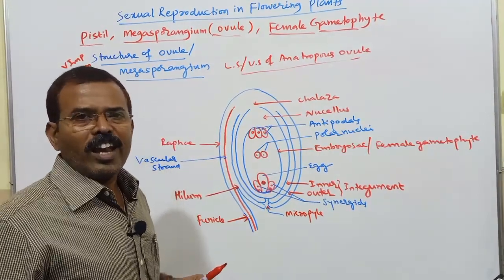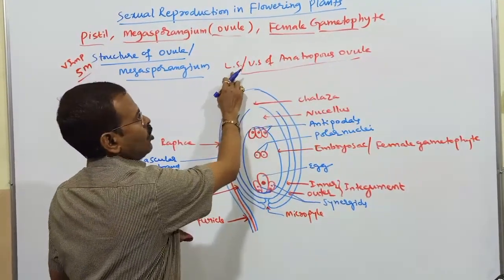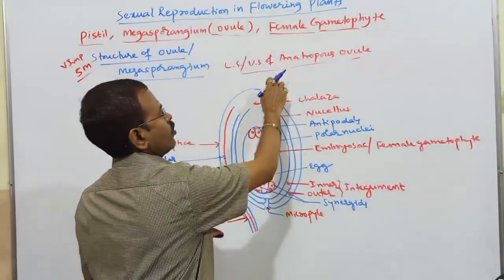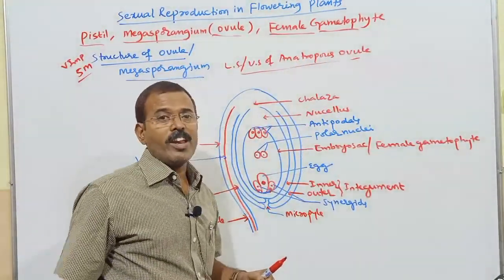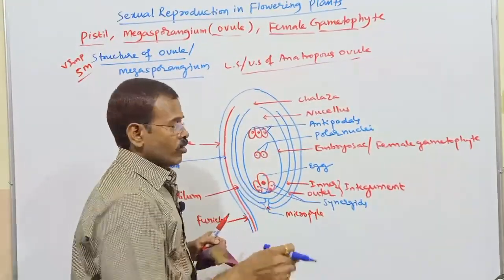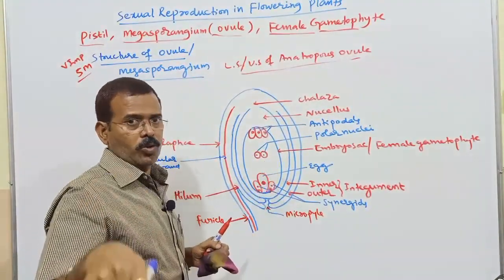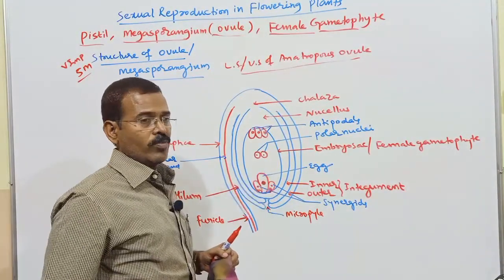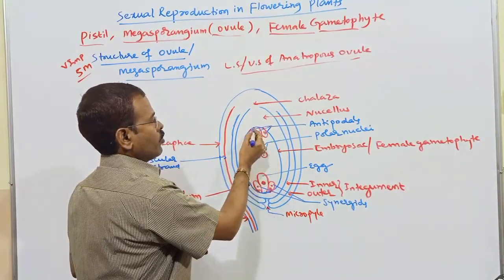This is LS or VS, longitudinal section or vertical section of an anatropous ovule. In NCERT, the cells of the female gametophyte are not given. You have to draw the different cells of the female gametophyte or embryo sac.